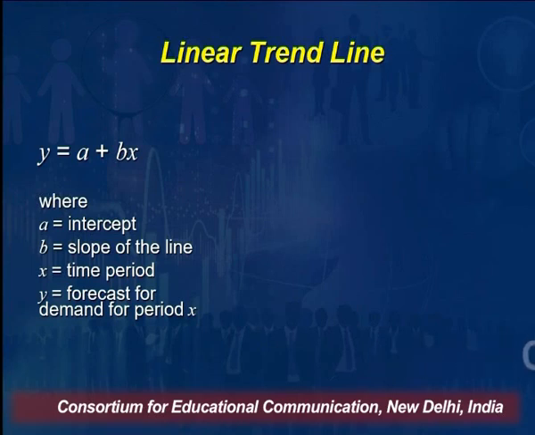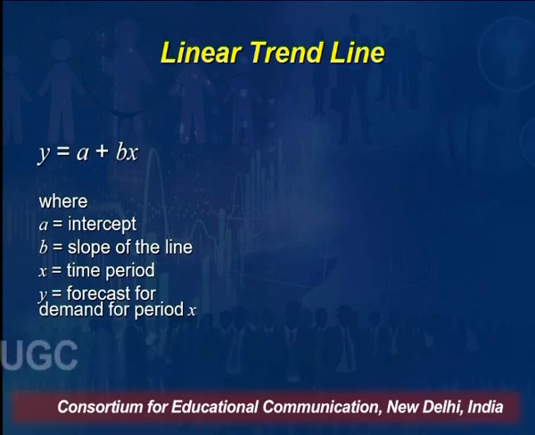basic application of the mathematical function, which is y is equal to a plus bx, where if we draw a graph, here y you want to calculate, there are two variables x and y. So x is an independent variable, y may be a dependent variable, or y may be an independent variable, x may be a dependent variable. So a is the intercept, so this intercepts on the y-axis. b tells you the slope of the line. x is the time period, and y is the forecast for the demand.